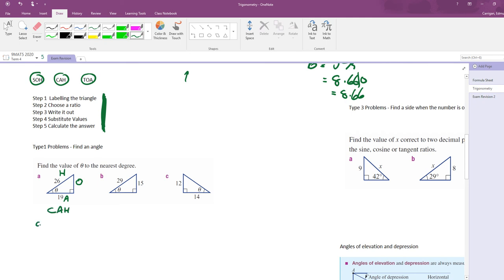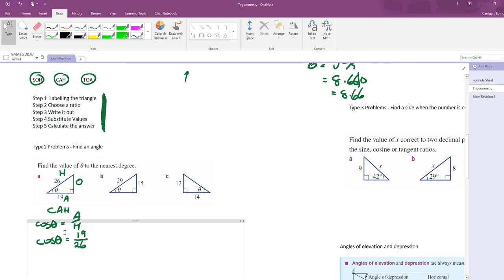So I'm going to write it out. Cos theta equals adjacent on H. And I'm going to substitute in. I haven't got a value for theta, but I have got a value for A and H. It is 19 on 26.